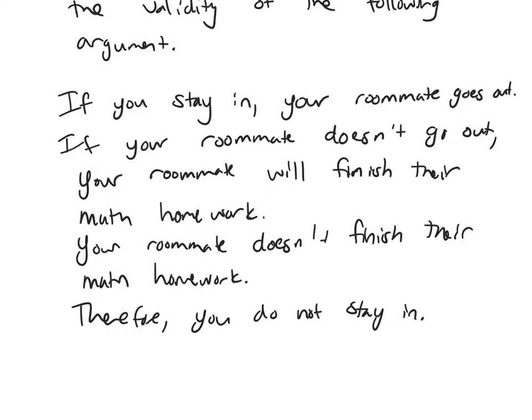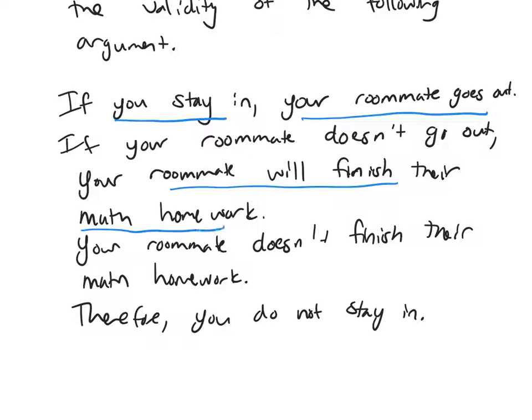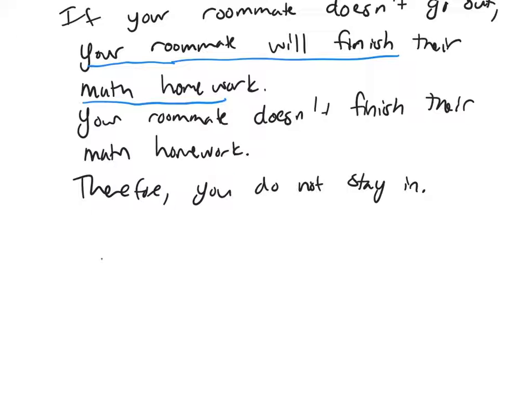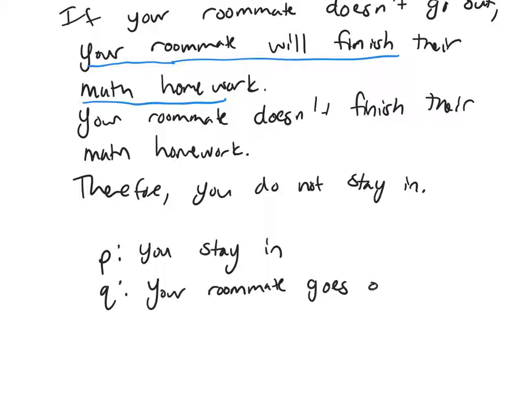So here, if I look at my argument, I have a couple things going on. You stay in, your roommate goes out, and then whether or not your roommate will finish their math homework. So I'm going to need 3 statement variables. So let's go with P being you stay in, Q being your roommate goes out, and R being your roommate will finish their math homework.